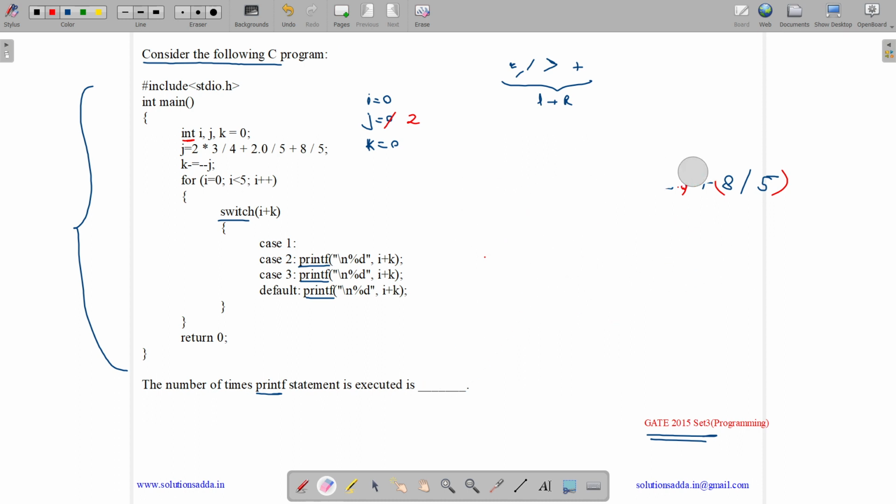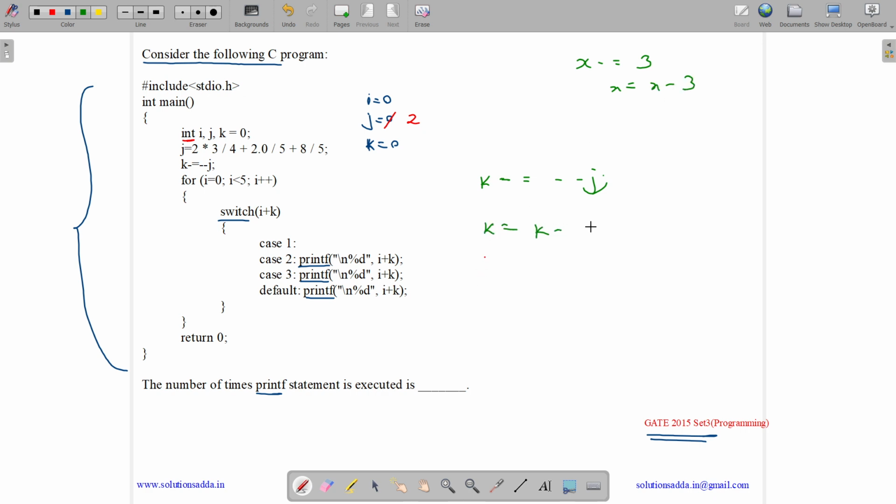Now let me clear this out. Now we have the for loop. Now we have the k value. So k -= --j. What is x -= 3? It is equal to x = x - 3. So it is equal to k = k - --j. So what is --j? It is pre-decrement, so the j value is decremented by 1. Here we get 1. Now what is the k value? The k value is 0. So k equals 0 minus 1, which is -1. So the k value becomes -1.